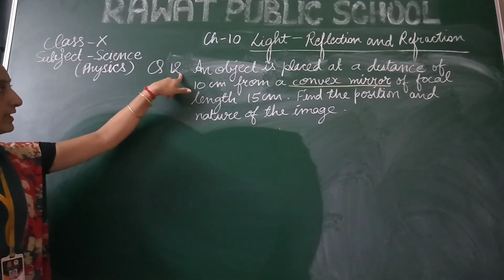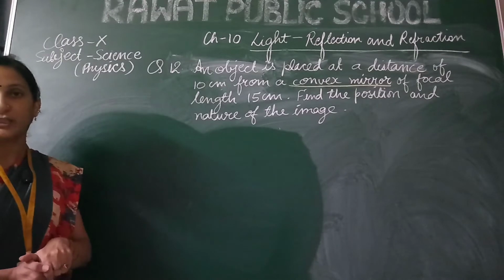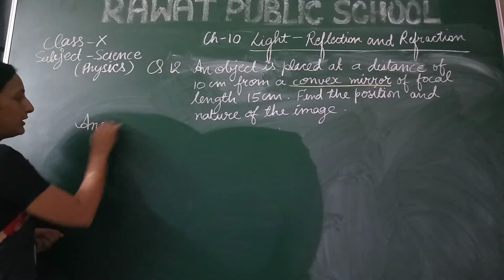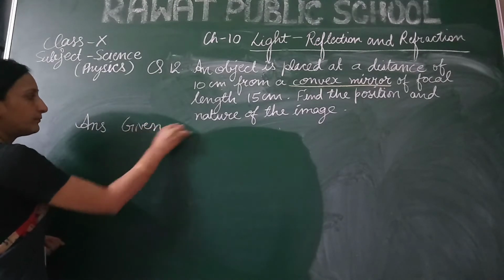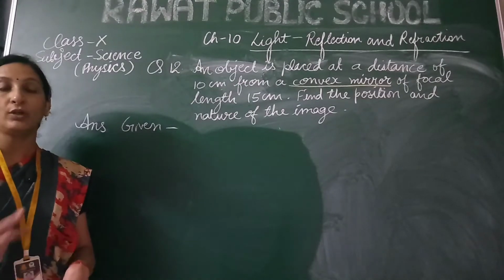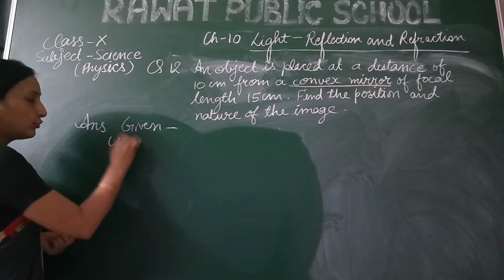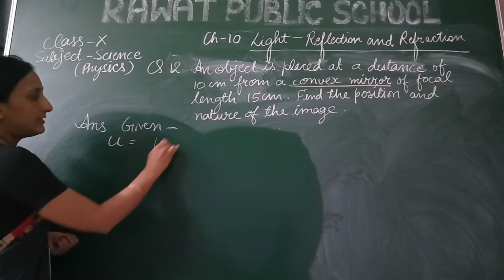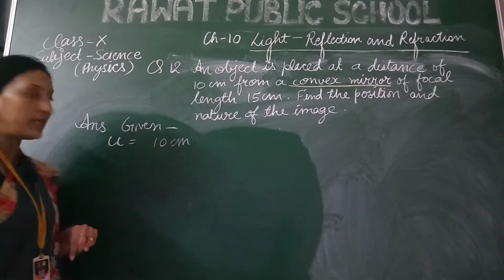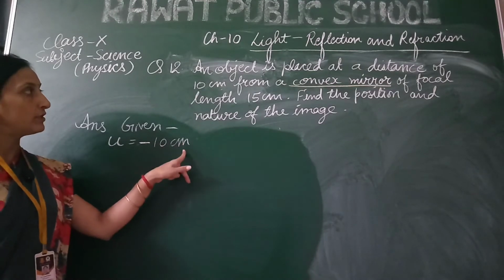The question number 12 says that an object is placed at a distance of 10 centimeter. So as we always do, we have to write what is given. An object is placed at a distance of 10 centimeter. So what is given? The object distance, which is denoted by u, and that is 10 centimeter. And as we know, u is always negative. So put the negative sign with 10 centimeter.